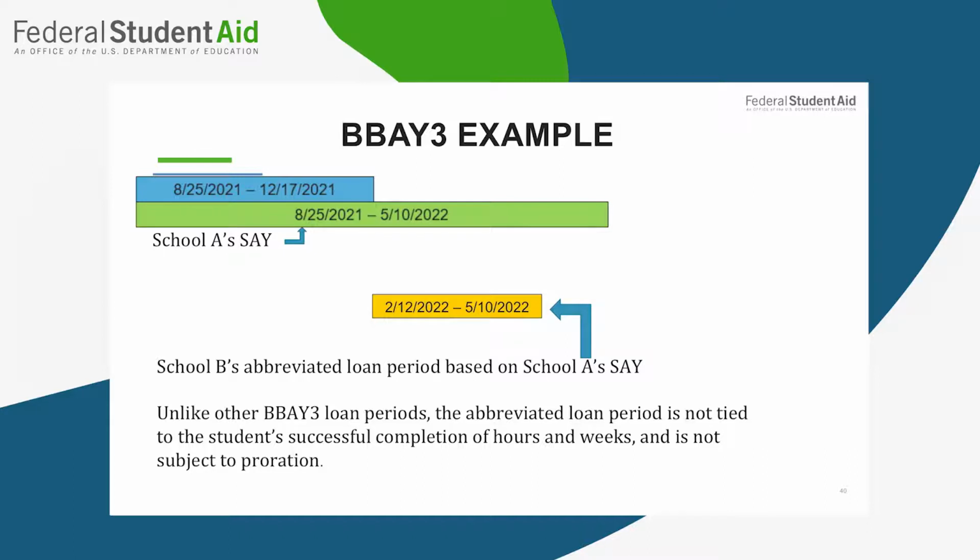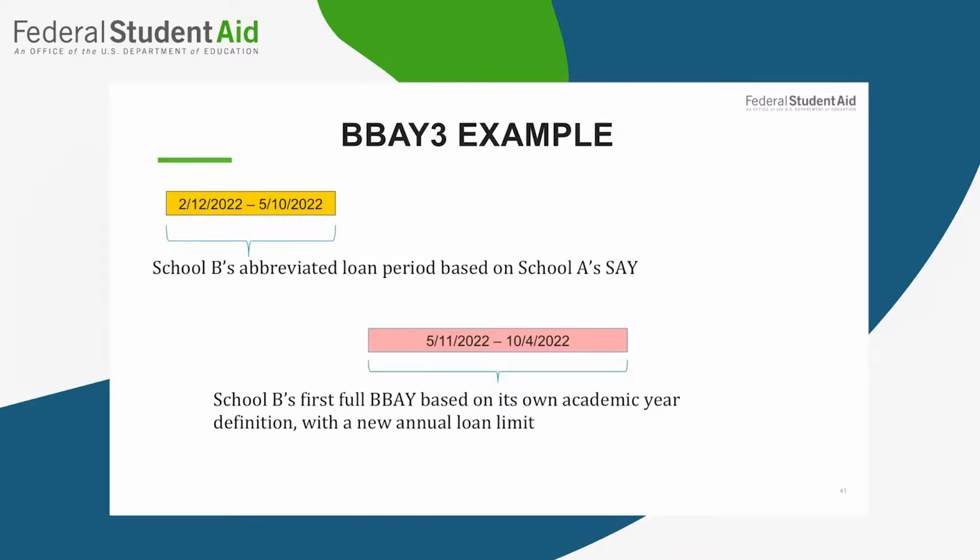So there's no proration needed in this situation. School B's abbreviated loan period is going to start February 12 and go to May 10. After that, guess what happens? School B's first full borrower-based academic year will start. That's going to start on May 11, and let's just say it goes to October 4 of the same year.